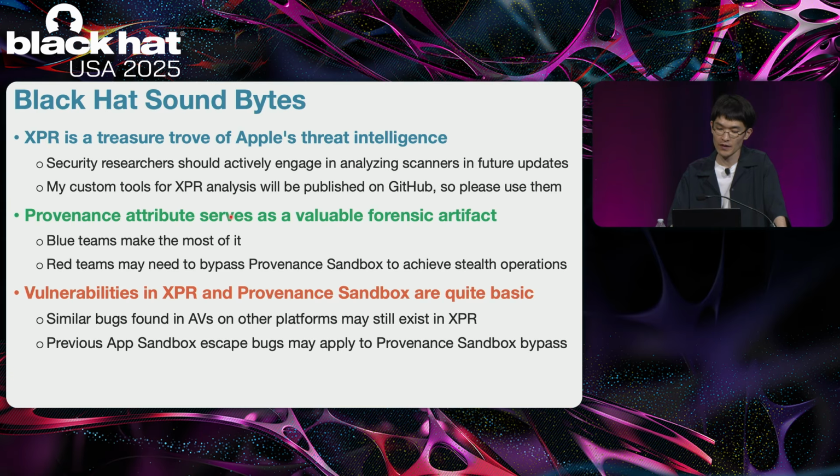Let me close with a few key takeaways. XPR is a treasure trove of Apple's threat intelligence. Security researchers should keep an eye on newly added scanners in future updates. The Provenance attribute is a valuable forensic artifact. You can make use of it with tools I've released. Vulnerabilities in XPR and the Provenance sandbox are surprisingly basic. Bugs found in other AVs or the app sandbox are often directly applicable. There may still be low-hanging fruit to explore.